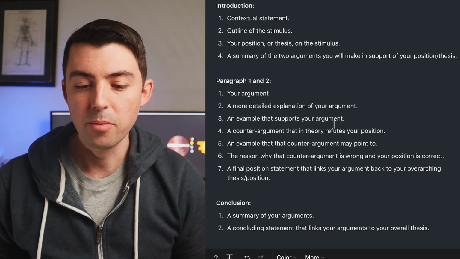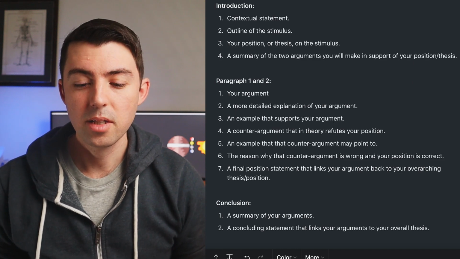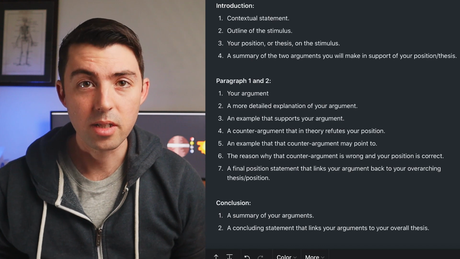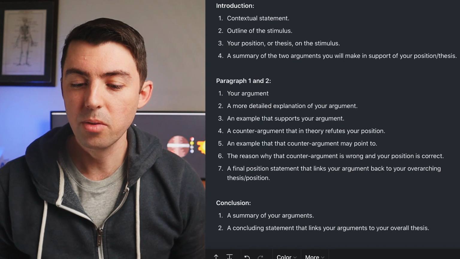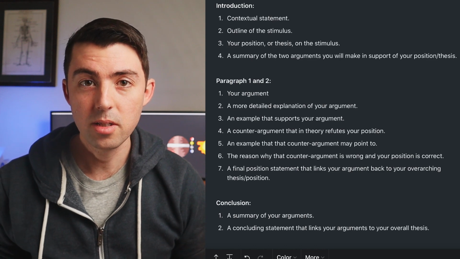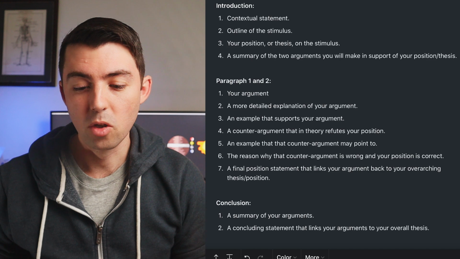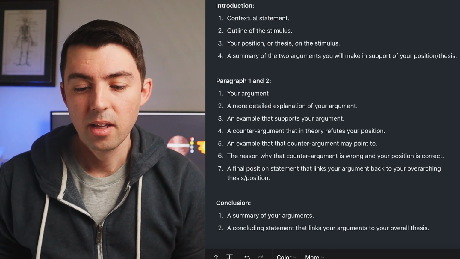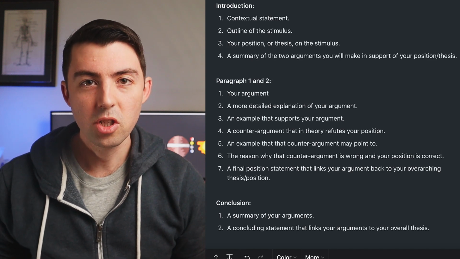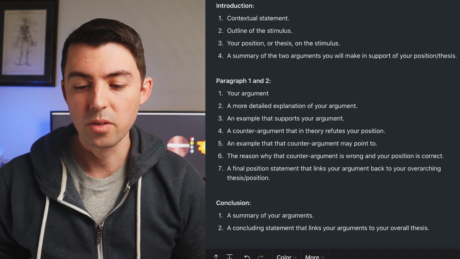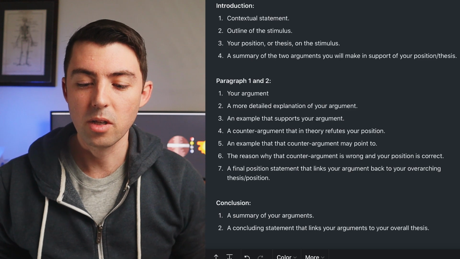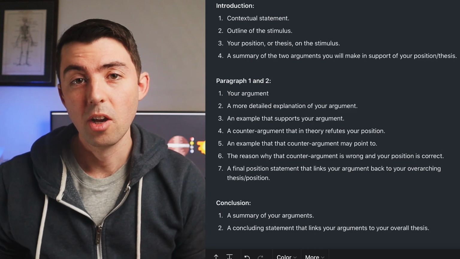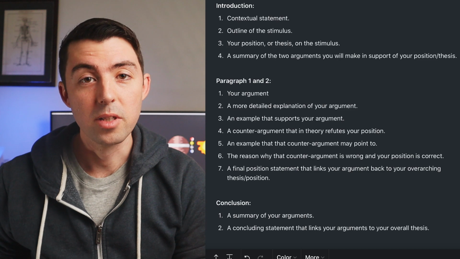The first point is going to be providing a contextual statement. So that is providing some background to the context of the stimulus or the quote that you're dealing with. The second point is to provide an outline of the stimulus, so in broad terms describing the quote or what the quote means. The third point is going to be your position on the stimulus, that is your thesis. And the fourth point is going to be a summary of the 2 arguments that you're going to make in support of your position regarding the stimulus material.